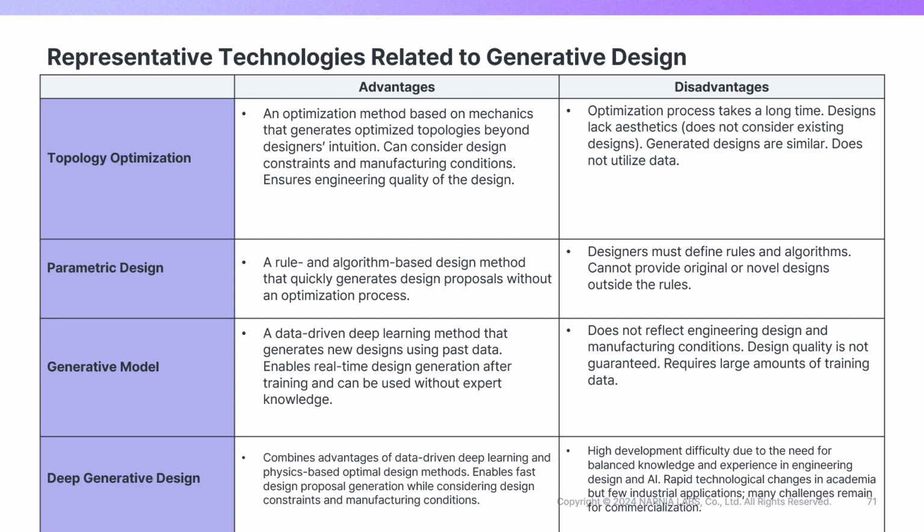Next, parametric design is a method commonly used by designers. Based on certain rules or algorithms, you can quickly generate design proposals by simply changing the parameters without going through an optimization process. For example, in the case of a rectangle, the parameters would be the width and height. However, the downside is that the designer has to define the rules and algorithms themselves. Outside of the parameters defined by the designer, it is not possible to provide original or new designs.